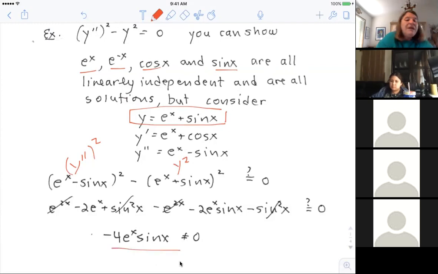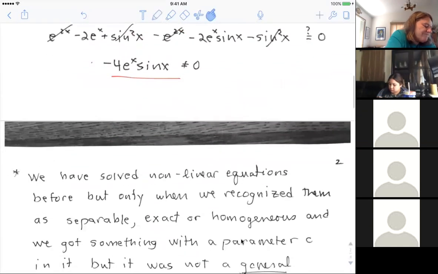So that's one big difference between linear and nonlinear. You do not have this nice linear combination of solutions as a solution. Okay? That could be 0 at isolated spots where the sine of x is 0, but in general, it's not 0 on intervals, on any interval. Okay. So that's one problem.